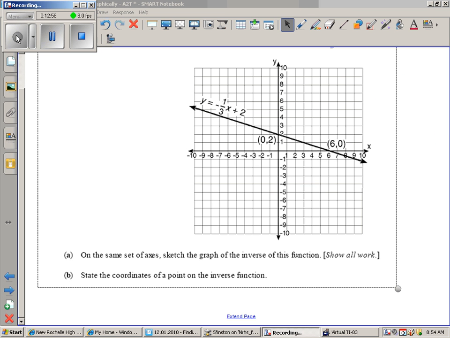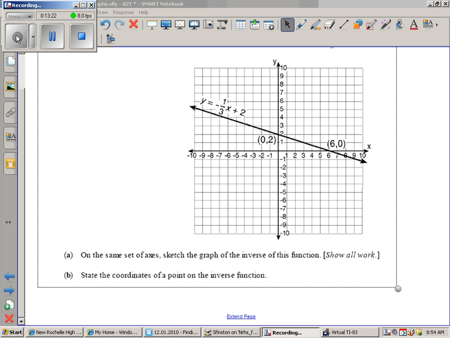Okay. Last problem of the day. On the same set of axes, sketch the graph of the inverse of this function and state the coordinates of a point on the inverse of the function. We got a whole bunch of different ways for trying to find the inverse. How would you go about trying to do it?